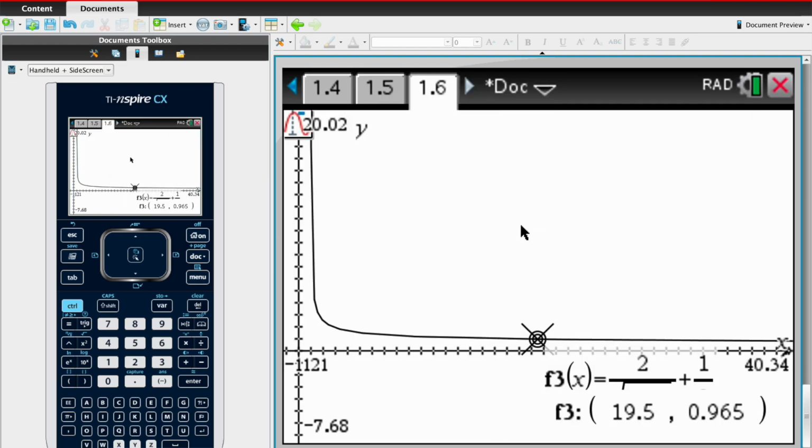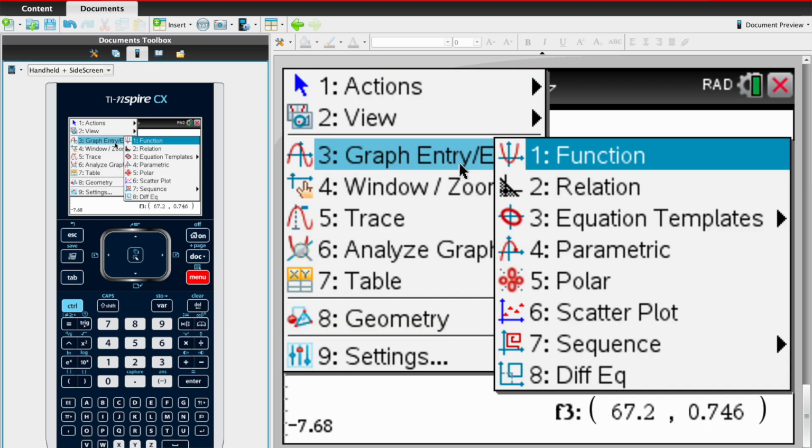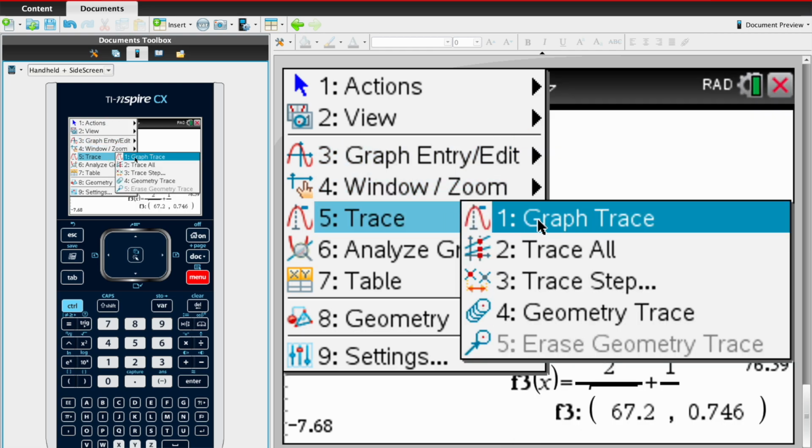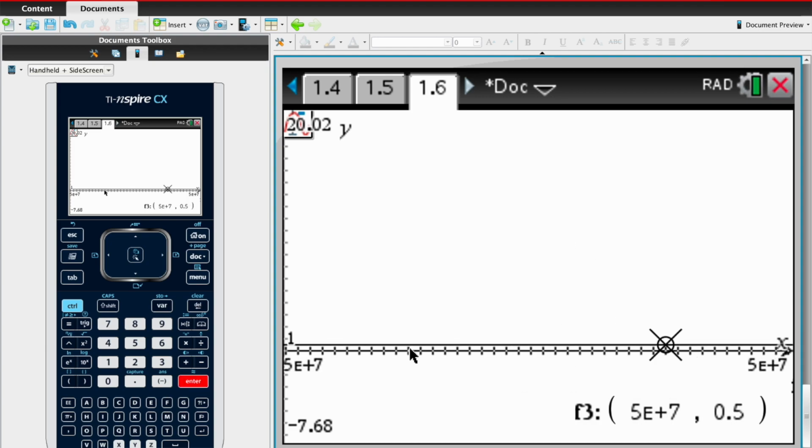And let's go graph trace. Just moving along here, as we move to the right and get larger and larger values, we approach some kind of asymptote. We can even use graph trace, for example, and ask what the value is when we're at some massively large value. It looks like we reach some asymptote when we have, in this case, 50 million, we're at a value of 0.5. So the set of outputs for this original function are all the way from positive infinity to 0.5.